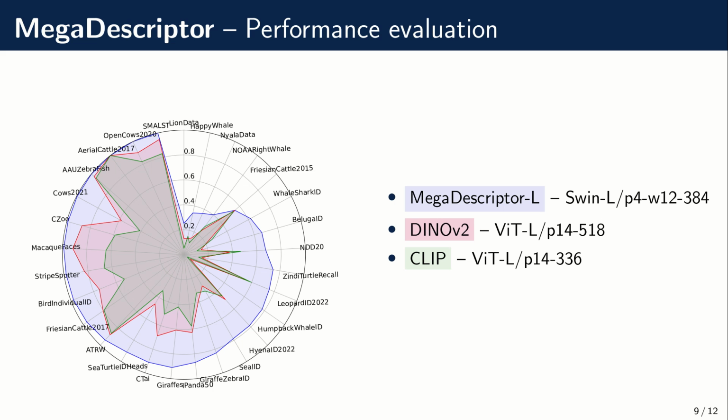Now let's look at the performance in detail. In general, the MegaDescriptor provides good performance across all the evaluated datasets. This suggests that training one model for multiple datasets at once is a viable alternative to fine-tuning one model on each dataset. As stated earlier, the model outperforms other pre-trained models such as CLIP and DINOv2 by a significant margin.